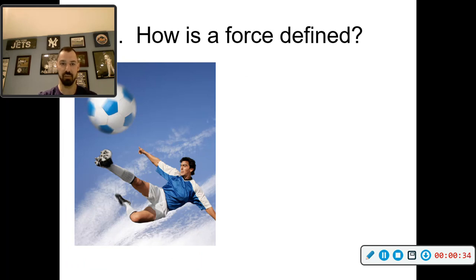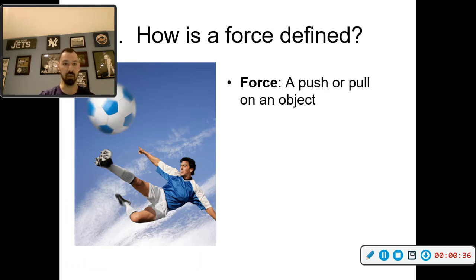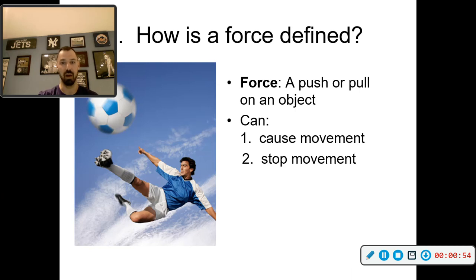Okay, so how is a force defined? Either a push or a pull on an object. What they can cause, obviously, is movement of the object, if the force is strong enough to overcome gravity, which is usually the main thing that's fighting you. They can also stop movement.